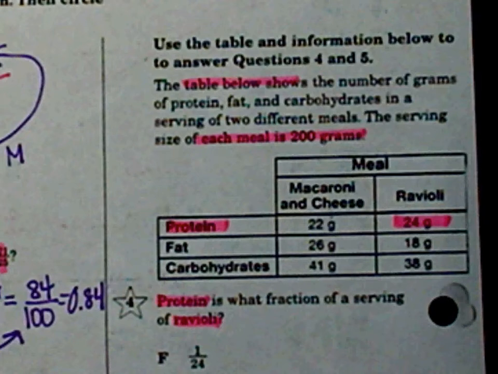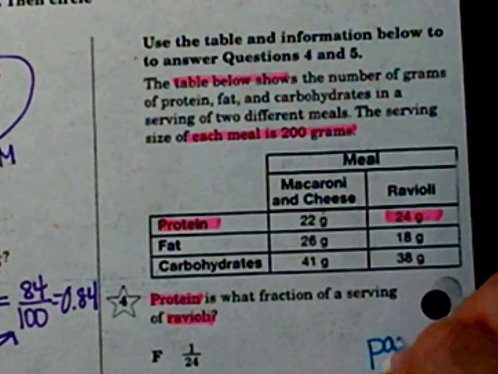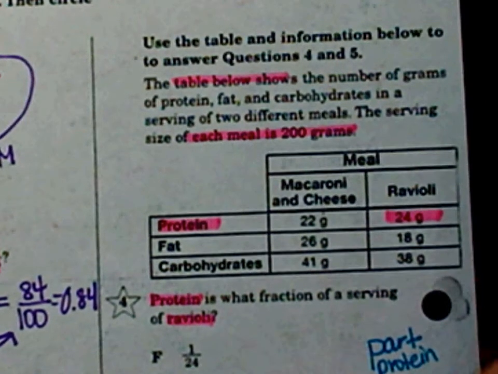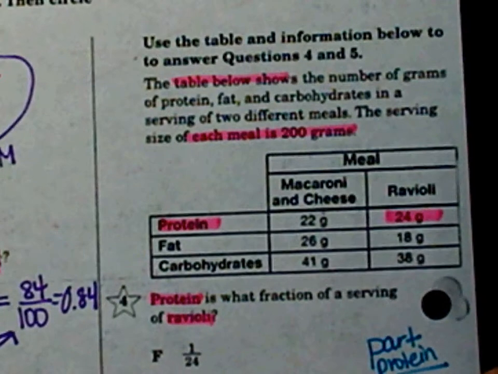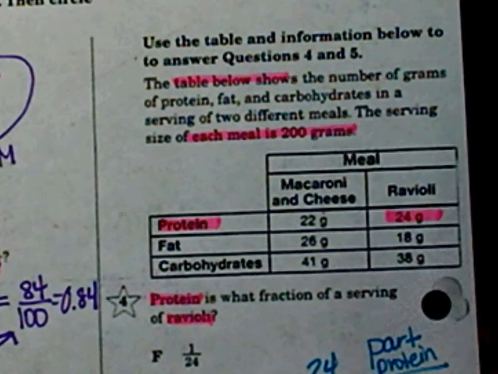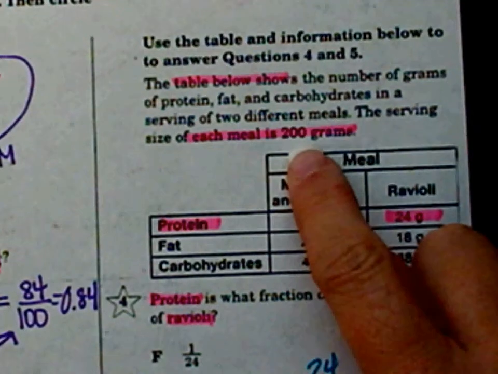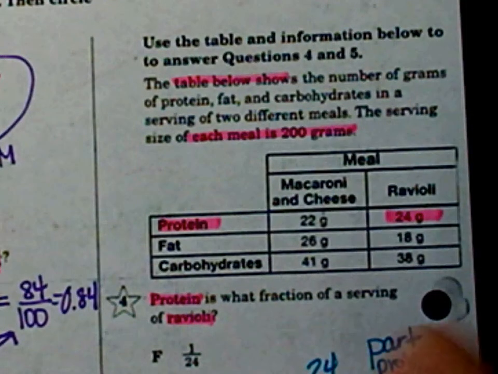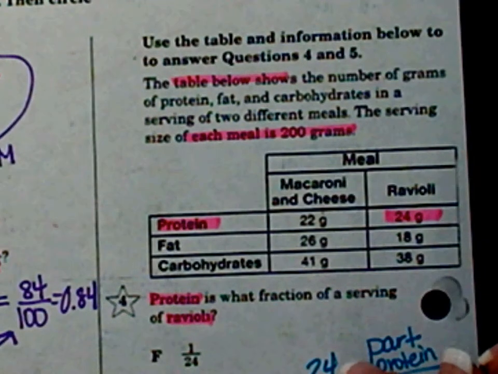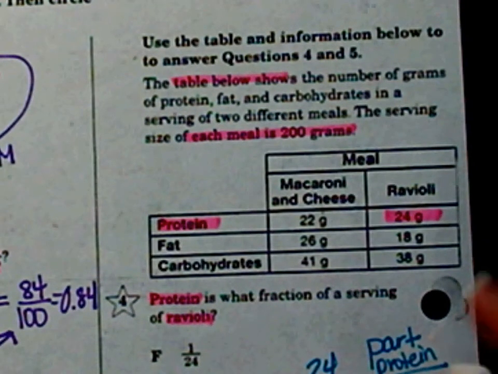Protein in ravioli. Well, remember when we're doing fractions, we're looking for part, and in this case, it's part protein over total. Well, our part protein in ravioli is 24. Well, where'd our total come from? 200 grams is our total. So now all I have to do is to reduce.